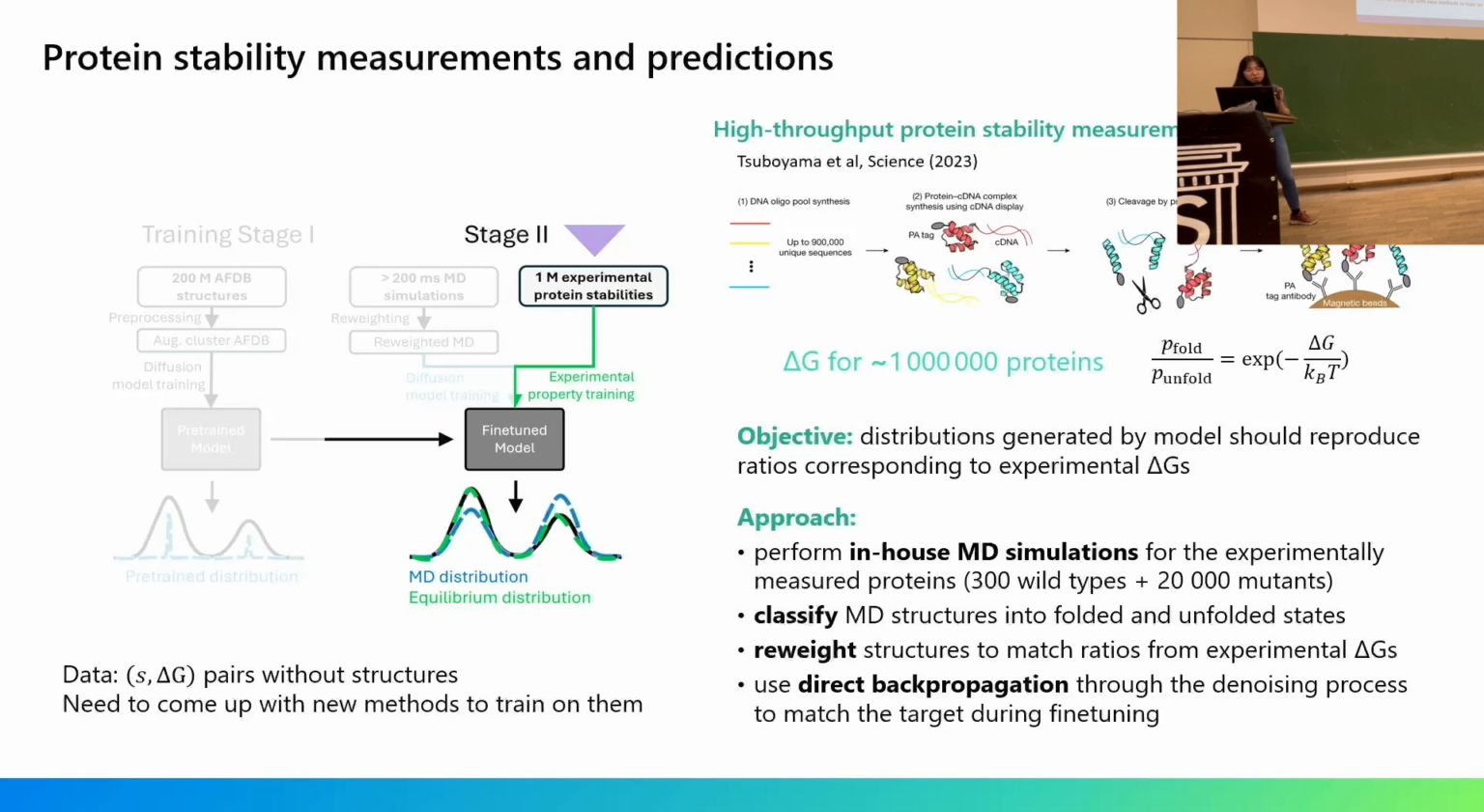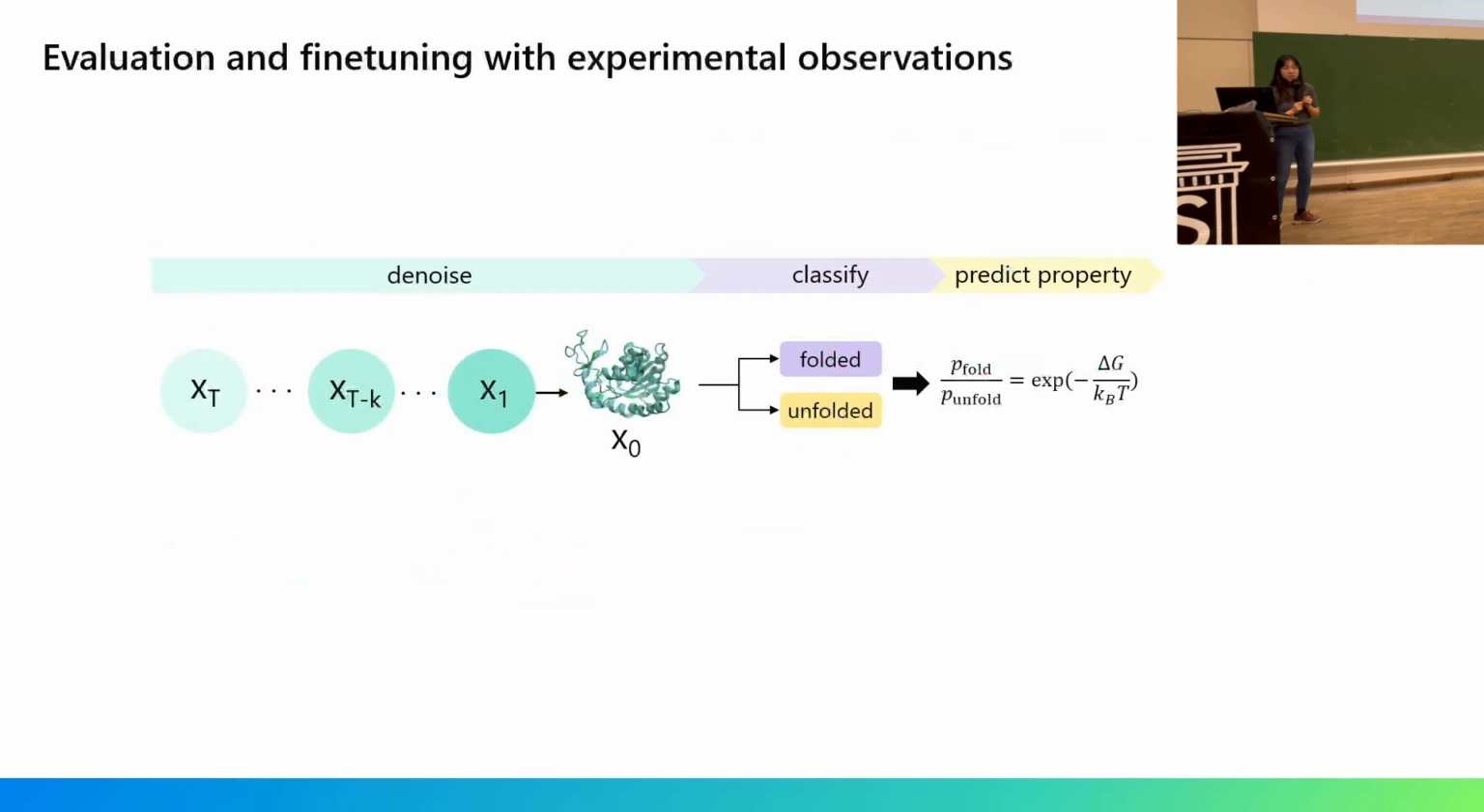The second approach is that we developed a fine-tuning approach that can back-propagate through the denoising process to match the target. We developed this approach mainly because we have only 20,000 simulations, but we have much more sequence and delta G data, and we have to find a way to train on the rest of them. So how do we do that?